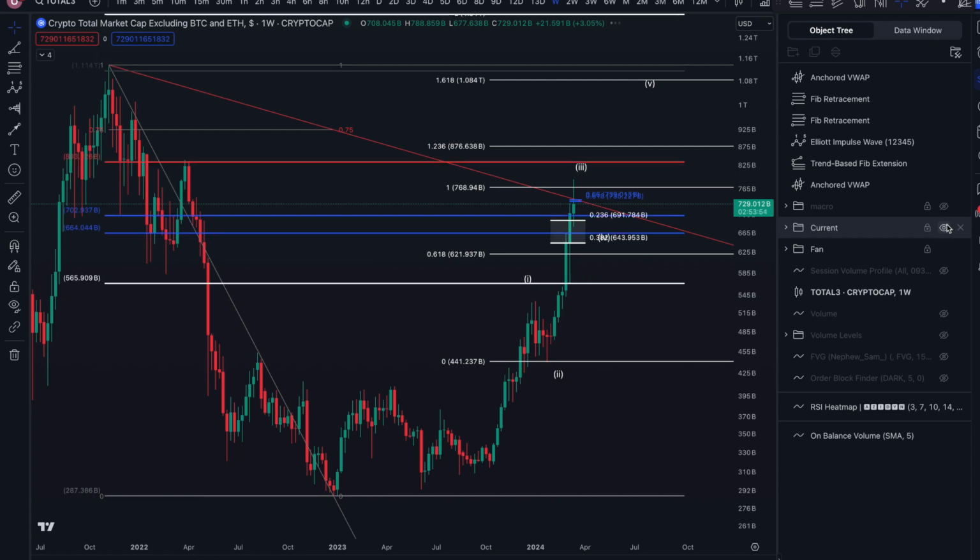We're looking at around 835 billion. But once Total 3 breaks this downward sloping resistance, which I think it will soon, it's coinciding with alts having a major run in the wave 3s, and that's what it's looking like to me at the moment.